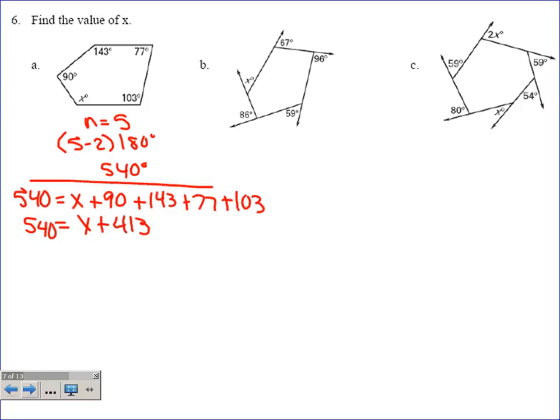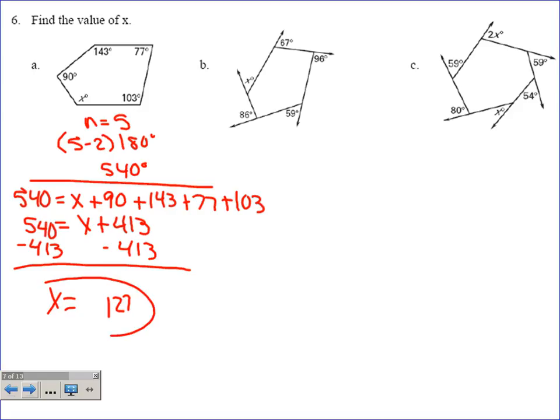How do I solve for x? Well, I subtract the 413 from both sides. X will equal 127. Is that with a degree? Yeah, 127 degrees is what x is. So there might be more than one step that you have to do, because we didn't know this was 540 to start off with, but we know that we're adding these each together.